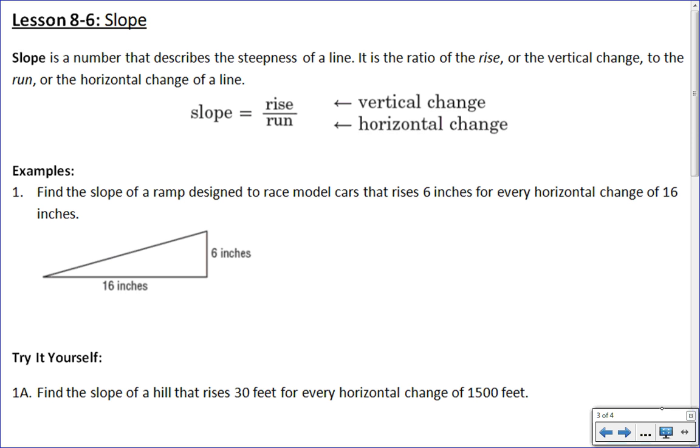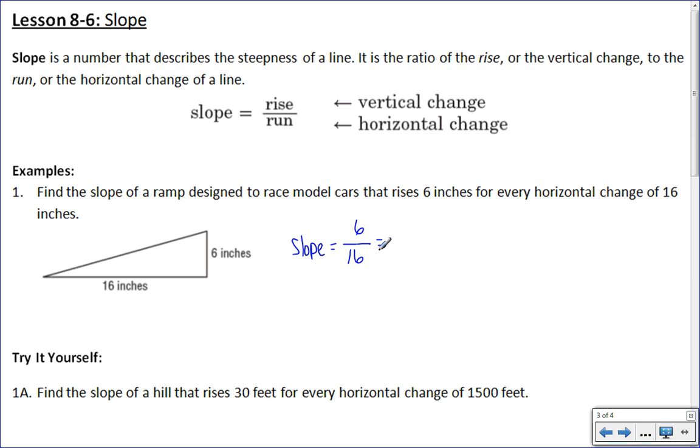Okay, so let's look at example 1. Find the slope of a ramp designed to race model cars that rises 6 inches for every horizontal change of 16 inches. And there's a picture to go with this one, though you really don't need it. Slope is rise over run. So the rise in this problem is 6 inches. So that's 6 over the run, which is 16 inches.